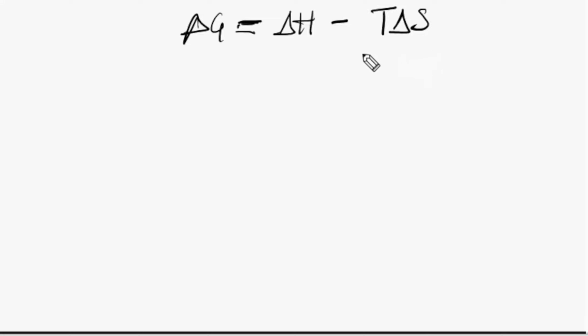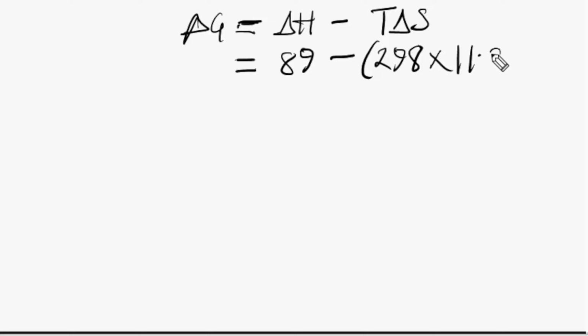So guys, with this, from the question, we've already been given an enthalpy change of 89, and we also have a temperature set here at 25 degrees Celsius, and that will be 298 Kelvin. So this will be multiplied by the entropy change, and the entropy change of this system is 11.8.